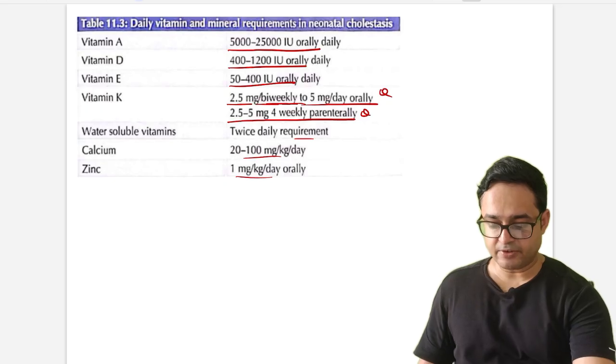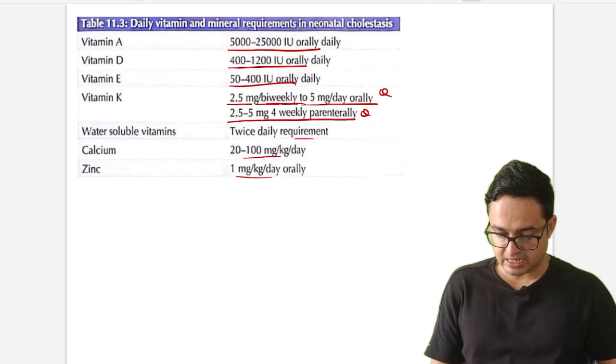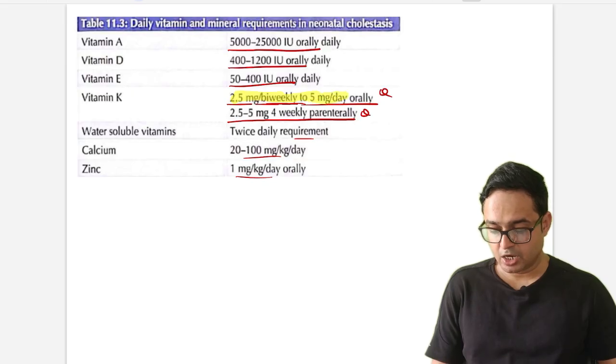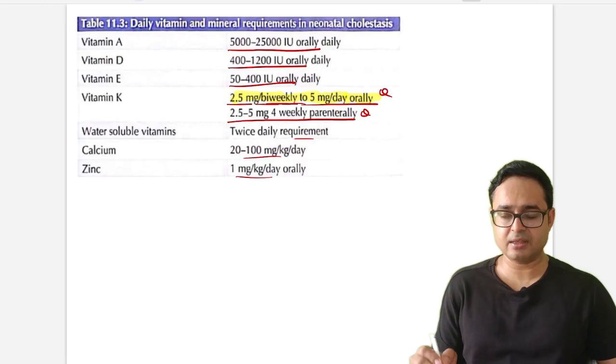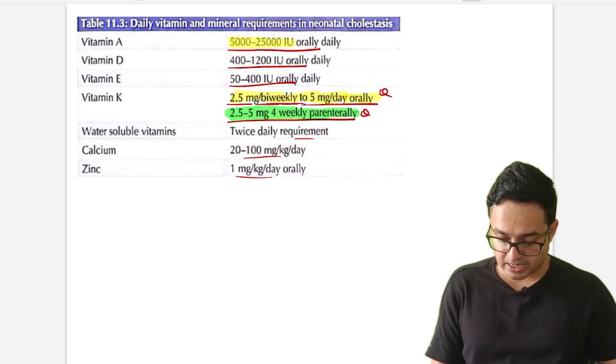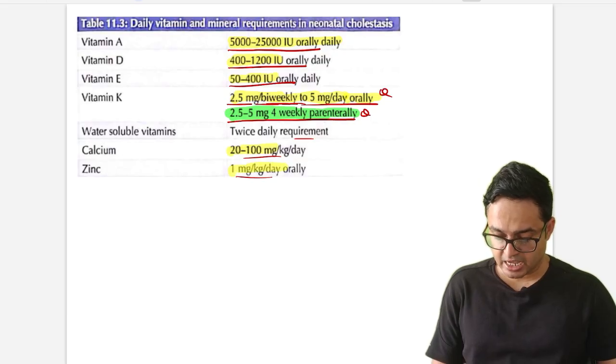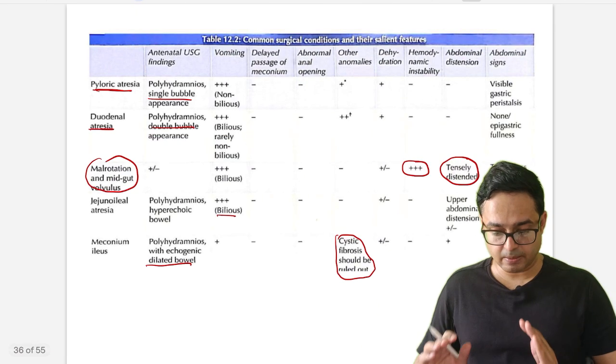Okay, so the daily vitamin and mineral requirement in neonatal cholestasis. Vitamin K was asked in tests previously. Vitamin K starts at 2.5 milligram biweekly to 5 milligram per day orally. But if they ask parenterally, it is 2.5 to 5 milligram weekly parenterally, very much important. Vitamin A, they can ask 5,000 to 25,000 international units daily. Vitamin D 400 to 1200, vitamin E 50 to 400, calcium 20 to 100, zinc 1 milligram per kg per day. So these are important.